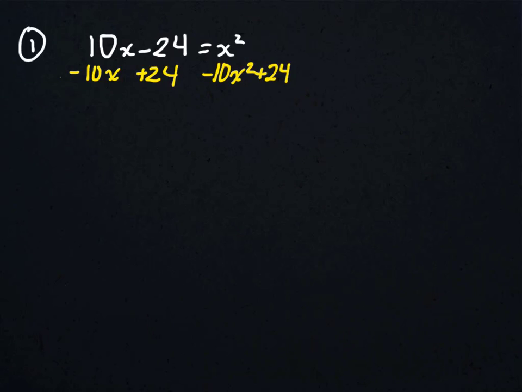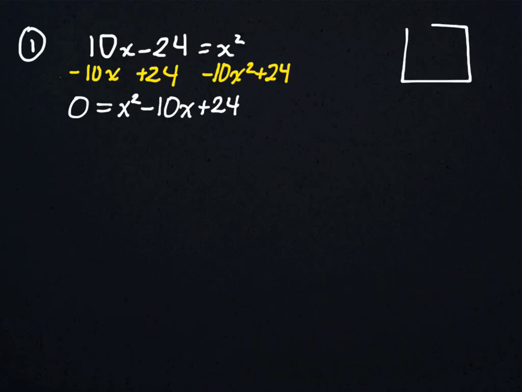And that's going to result in a 0 equals, and then everything else on the other side. X squared minus 10x plus 24. Some of you may be at the point where you can do some of the factoring in your head. We are going to go ahead and use the box method the same way we used when we were factoring earlier this year. And the x squared goes in the top corner, the 24 goes down here.